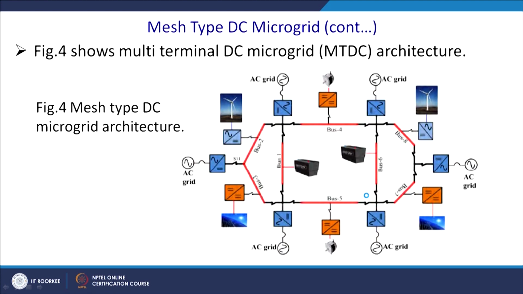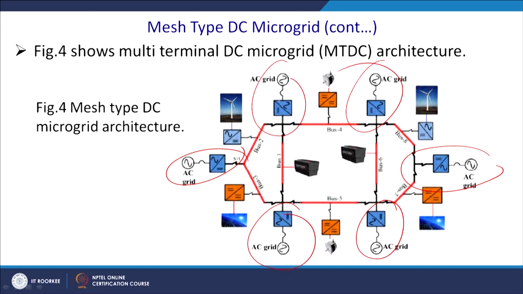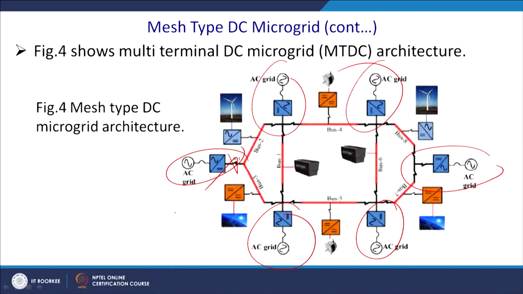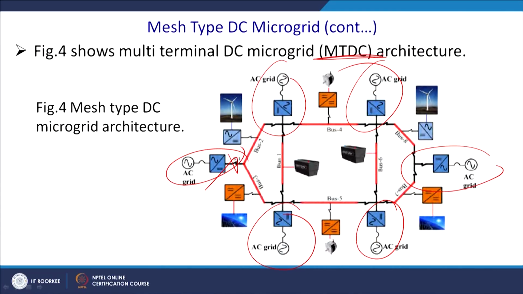So, for this reason you can see that this is a mesh type DC microgrid architecture, and the figure shows multiple terminals. So, here you got a grid, here you got a grid, here you got a grid, here you got a grid. So, you have a multi-terminal entry point for the grid. In this configuration, if one of the systems is not working, then we can manage to feed from the other AC to DC converter, and thus it is called the MTDC architecture. So, most of the time we prefer MTDC architectures.